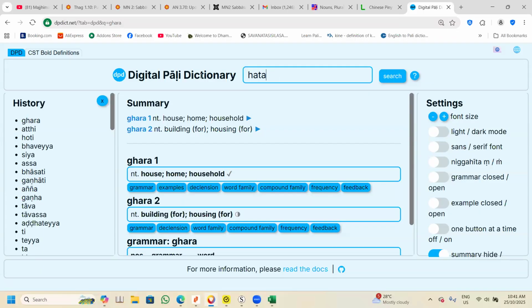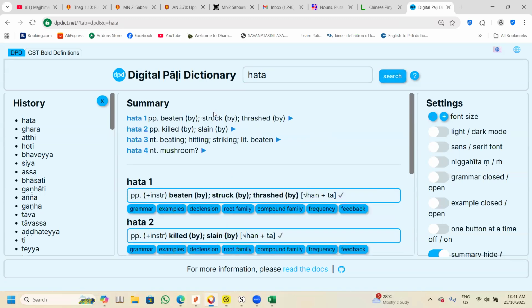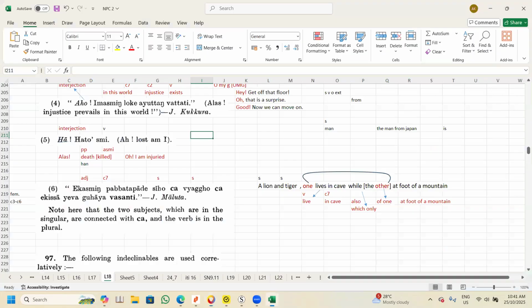From hata, hata is killed. Is skill, because skill. Sometimes you see the word hata, and the word here is kill, right? Kill, or it can be beaten, can be beaten and striking. Now, if you look at the dictionary like that, then you look back here.